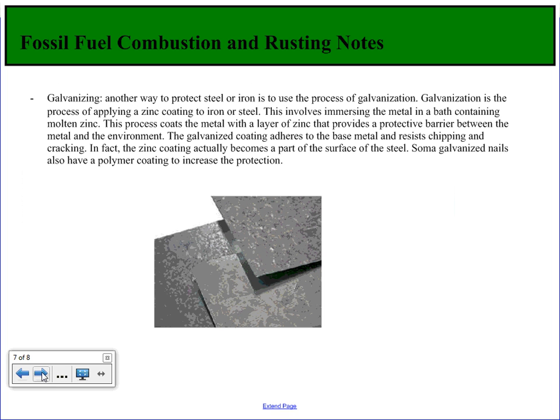So galvanizing. Another way to protect steel or iron is to use the process of galvanization. Galvanization is a process of applying a zinc coating on iron or steel, and this involves immersing the metal in a bath containing molten zinc. This process coats the metal with a layer of zinc that provides a protective barrier between the metal and the environment. The galvanized coating adheres to the base metal and resists chipping and cracking. In fact, the zinc coating actually becomes a part of the surface of the steel. Some galvanized nails also have a polymer coating to increase their protection.